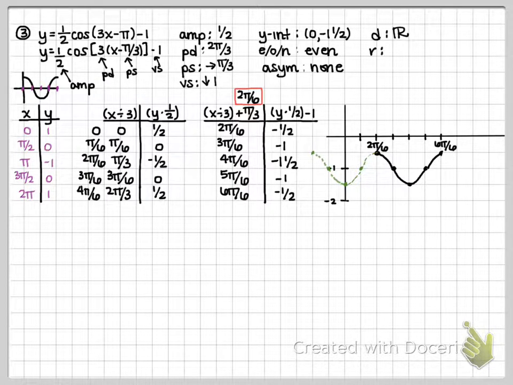And then for range, remember that what I graphed here in black is exactly what the rest of it looks like. You just basically copy paste it the entire way down. So it goes as low as -1.5 and as high as -0.5. And there's our cosine.